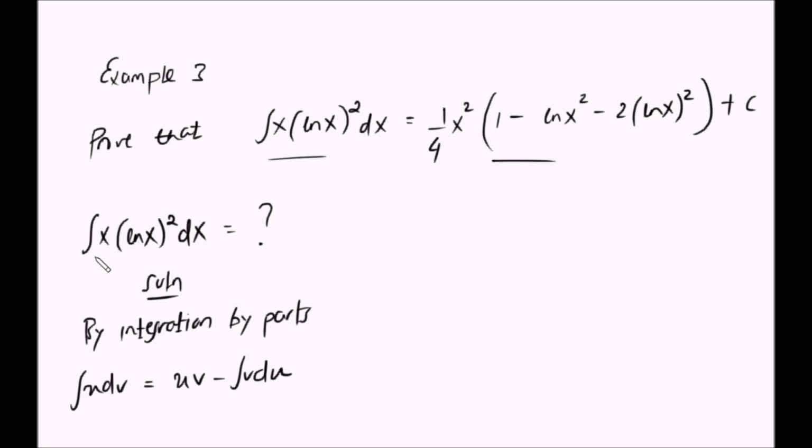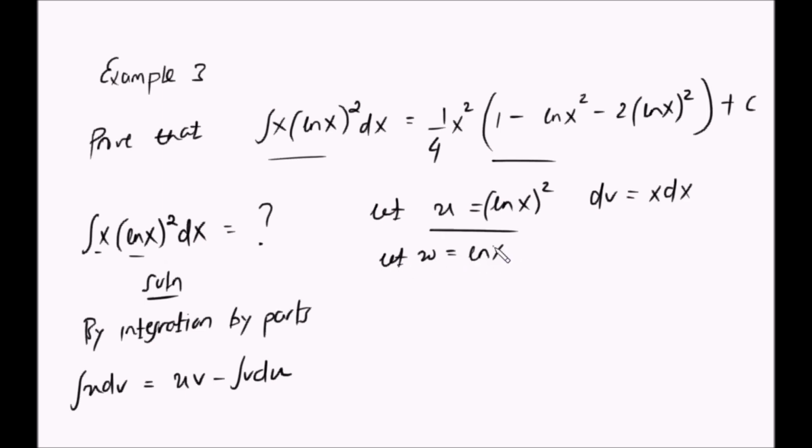So again hapa tuna algebra na logarithm kama maswali yaliyopita. So we know kwamba u atakuwa ni huyu logarithm, wakati dv atakuwa ni huyo aliyebaki algebra. So we'll have to find now du. So hii itabidi nitumie chain rule. So I'm gonna let w sasa na ln x. Manake u itakuwa ni sasa na w squared.